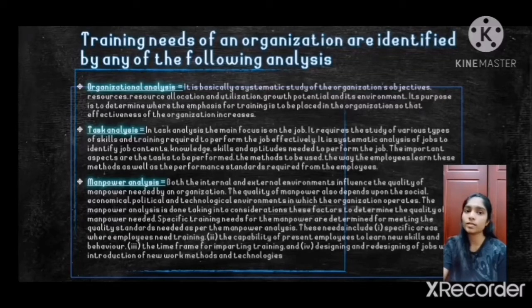These needs include number 1, specific areas where employees need training. Number 2, the capability of present employees to learn new skills and behavior. Number 3, the time frame for imparting training. And number 4, designing and redesigning of jobs and introduction of new work methods or technologies.